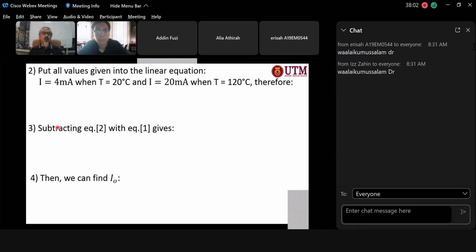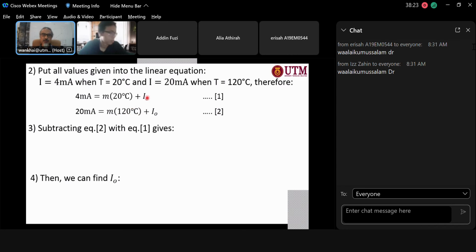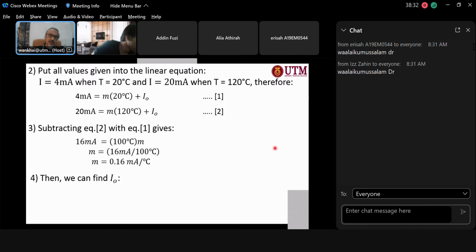Then we put all the values into the linear equation. Then we have these equations: 4 mA equals m times 20 plus I naught, and 20 mA equals m times 120 plus I naught, where the temperature at 4 mA is 20 degrees and the temperature at 20 mA is 120 degrees. If we subtract equation 1 from equation 2, it gives us something like this.